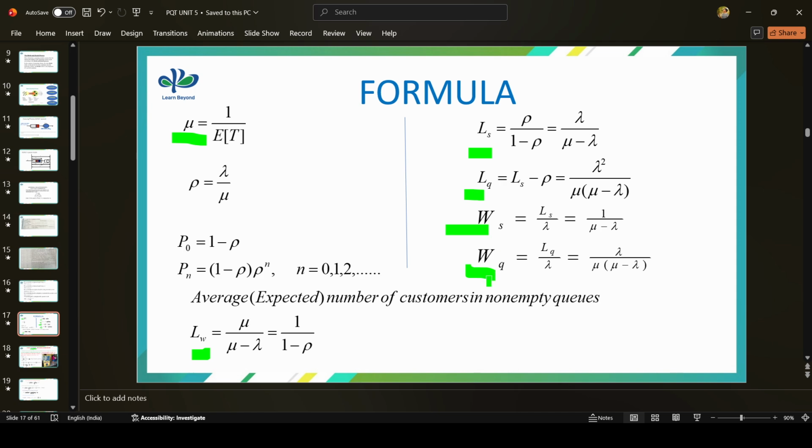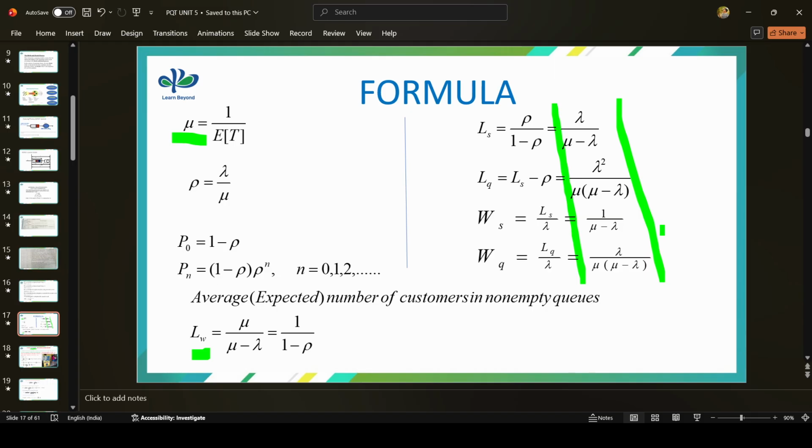See here, WQ can be written as LQ divided by lambda. Similarly, WS can be written as LS divided by lambda. LQ can be written as LS minus rho. Similarly, LS is equal to rho divided by 1 minus rho. These formulas are called Little's formula. It is very easy to remember, so that we can solve the problem easily. If you know the lambda value and mu value, you can use these formulas to solve the problems. So these are the basic formulas we need to solve the first model.